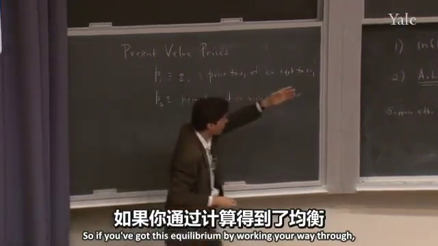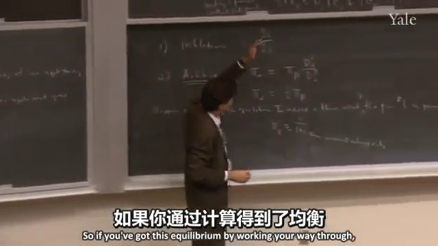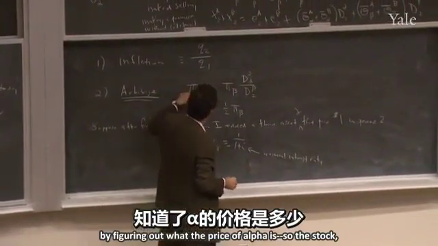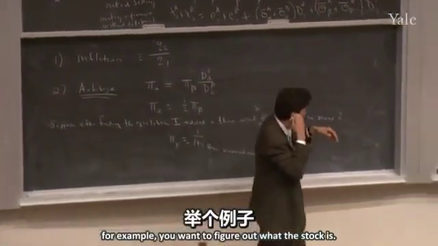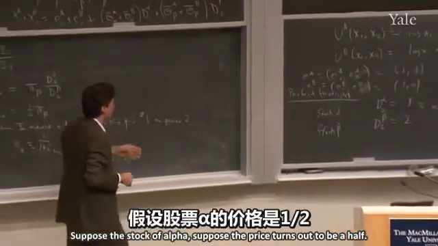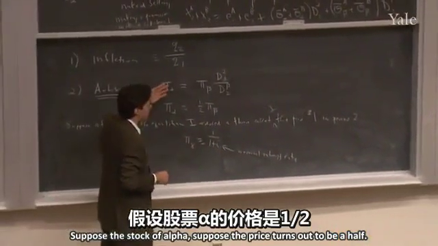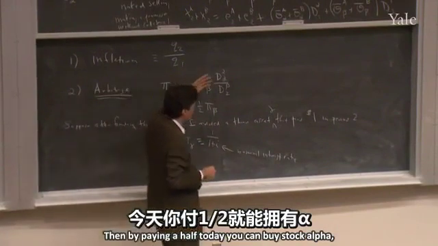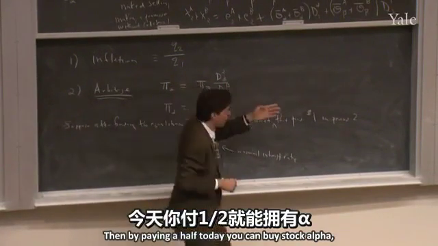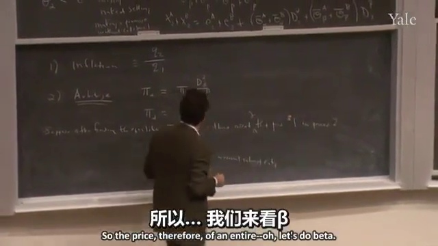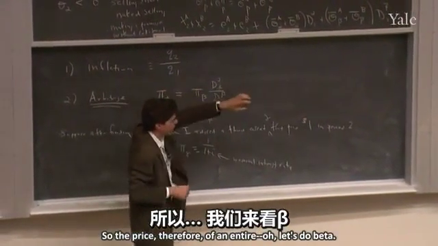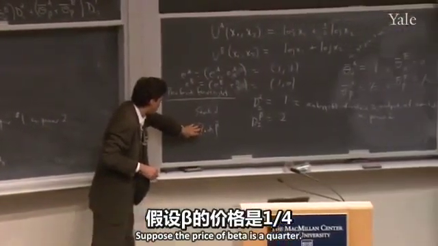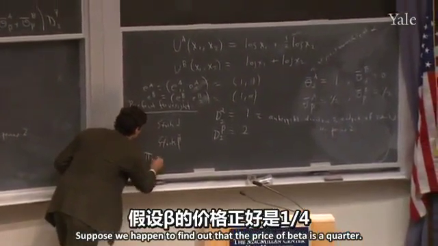Okay, so if you've got this equilibrium, by working your way through, by figuring out what the price of alpha is, so the stock, for example, you want to figure out what the stock is. Suppose the stock of alpha, suppose the price turns out to be a half. Okay, then by paying a half today, you can buy stock alpha, which is going to pay you a whole dividend. Okay, so the price, therefore, of an entire, let's do beta. Suppose the price of beta is a quarter. Okay, suppose we happen to find out that the price of beta is a quarter.